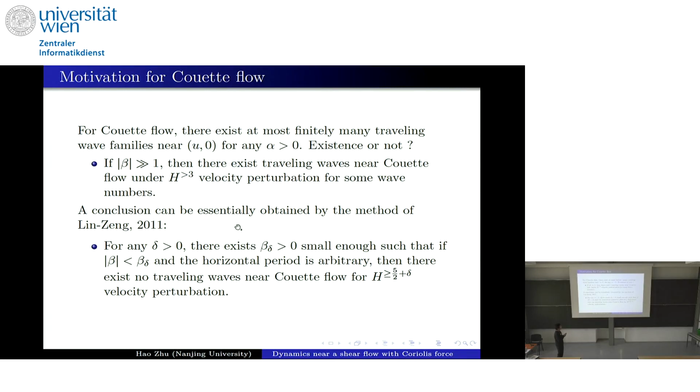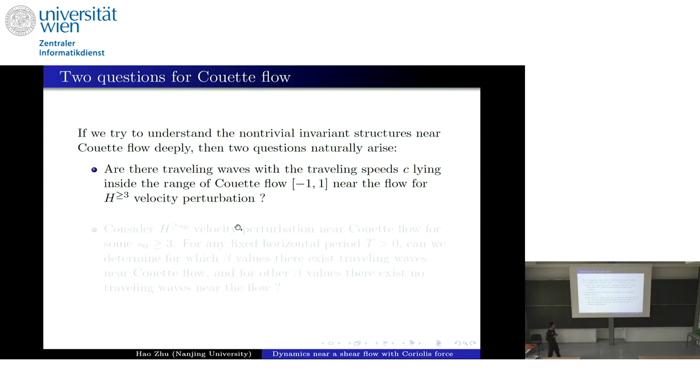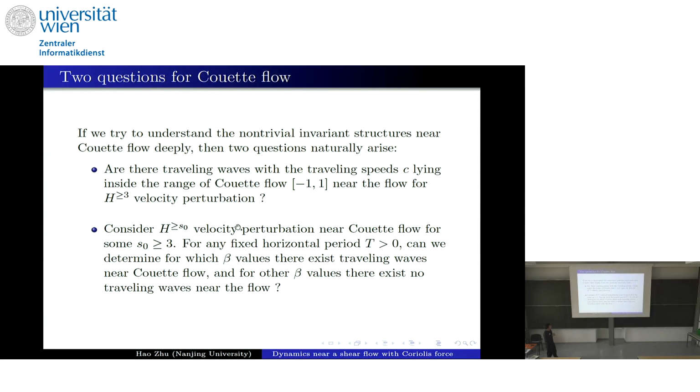So we want to determine: if we are given a Love number, or a horizontal period, can we determine for which beta there exist traveling waves, and for which beta there exist no traveling waves? So this is the second question.